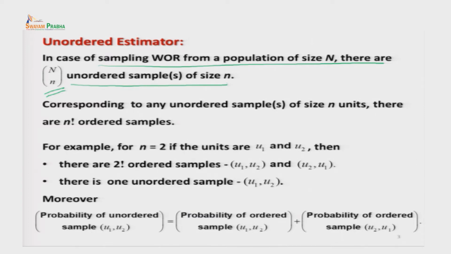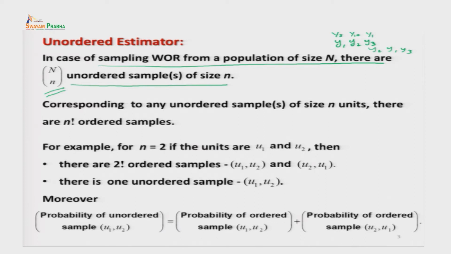You had not considered the order, right? If you are trying to draw a sample of say y1, y2, y3, in which in the first unit you are getting y5, in the second unit you are getting y10, and in the third unit you are getting the capital Y1 unit from the population, you could not bother whether this is y1, y2, y3 or the way in which these units are coming into the sample, or this is y2, y1, y3. You were not bothered about it. So there were N choose n unordered samples.